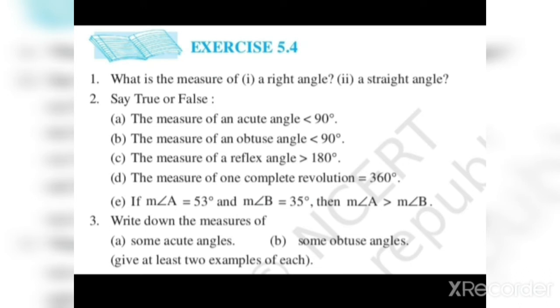Question 3. Write down the measure of some acute angles. You can give any example which is less than 90 degree. Any degree you can write. You can write 23, you can write 50 degree, you can write 89 degrees. Easy. And next is some obtuse angles. In the same way, the measurement of obtuse angle is more than 90 degree. So you can give any example. You can write 91 degree, 100 degree. Give examples of your choice.